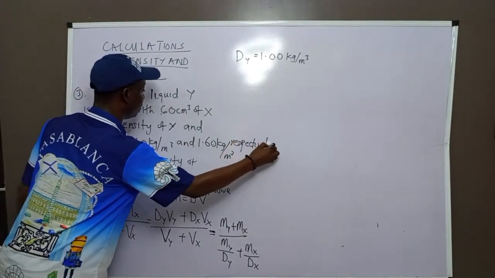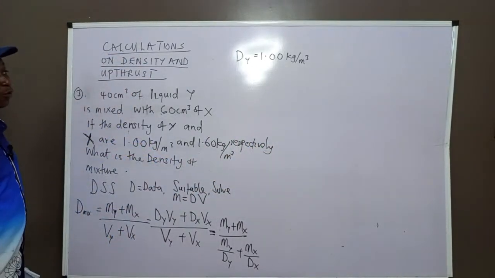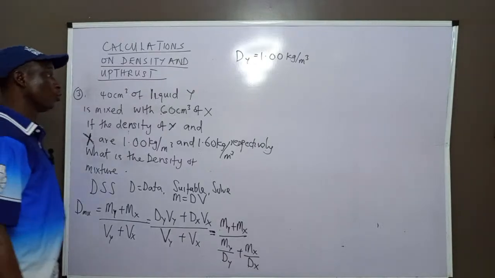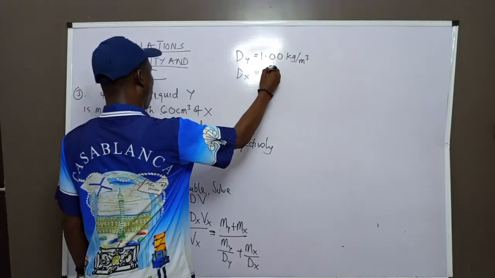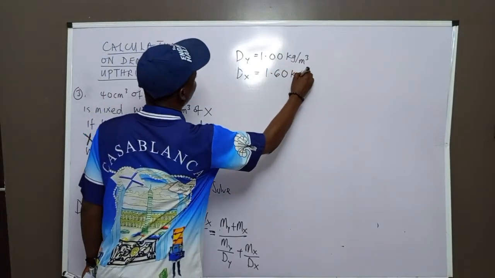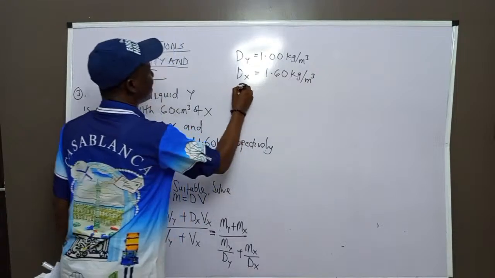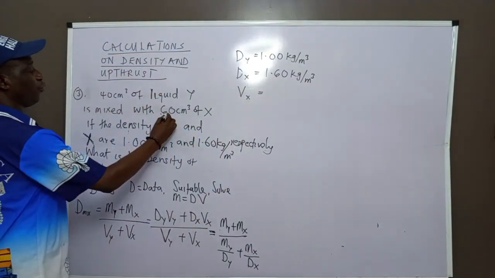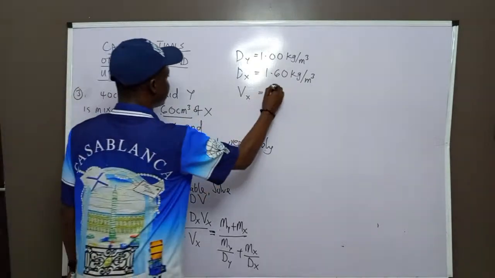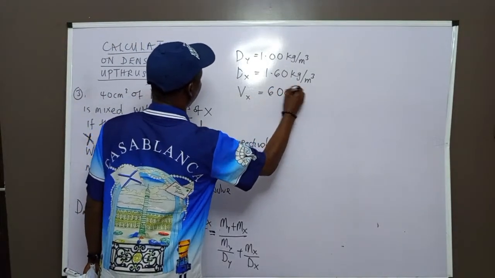Yes, in that question, the person that sent us that question is supposed to put them respectively. So this one will now give us what? Dx is equal to what? 1.60 kilogram per meter cube. What is the volume of x? The volume of x is given as 60 centimeter cube of x.